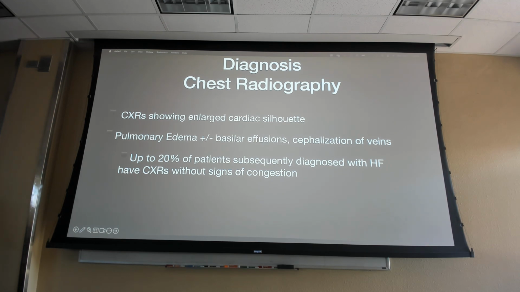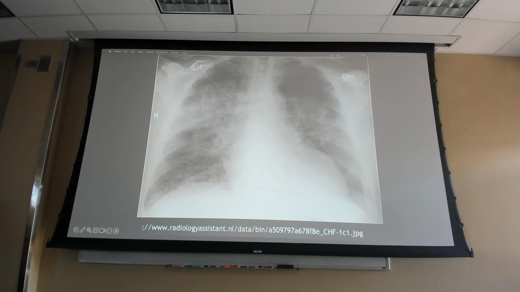Okay, maybe pulmonary edema. This is what it looks like on chest x-ray. You get a big, wide heart, like cardiomegaly, and you see all these little interstitial alveolar effusions. That's pulmonary edema. All right, that's bad. That means that there's fluid.